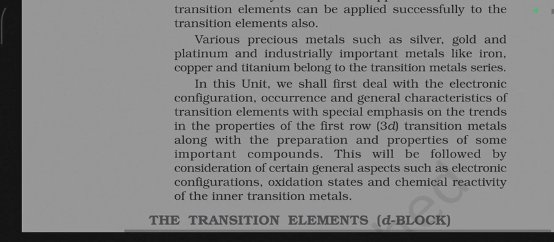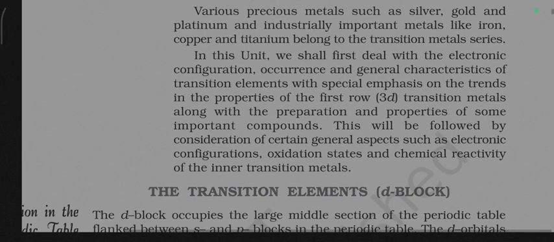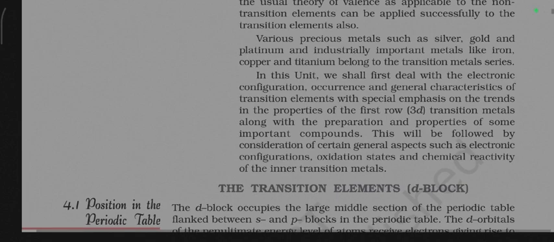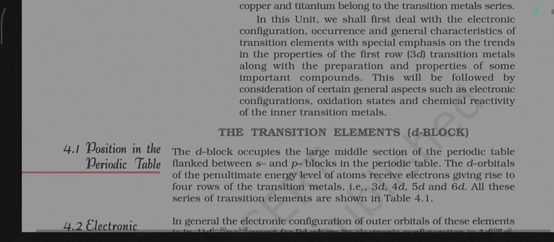In this unit we shall first deal with the electronic configuration, occurrence and general characteristics of transition elements, with special emphasis on the trend in the properties of first row 3d transition metals, along with the preparation and properties of some important compounds. This will be followed by consideration of certain general aspects such as electronic configuration, oxidation states and physical and chemical reactivity of the inner transition metals.